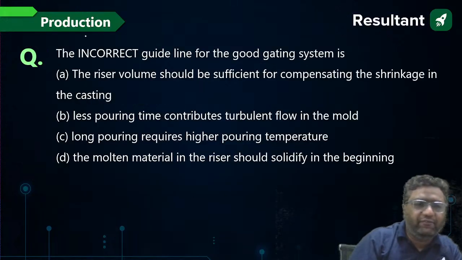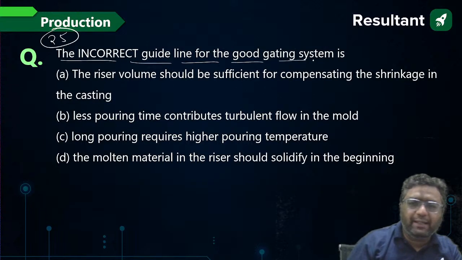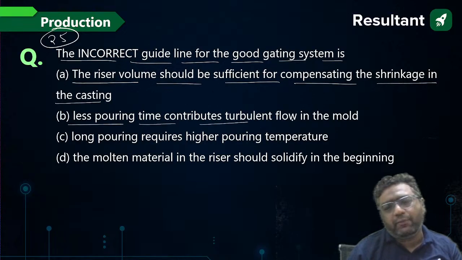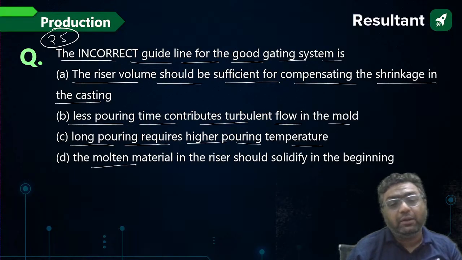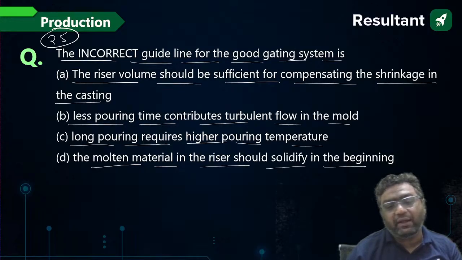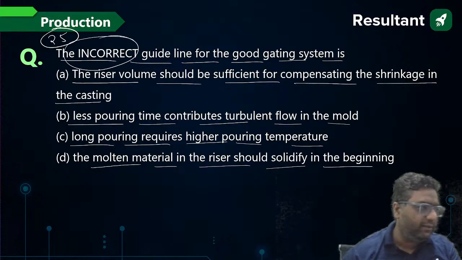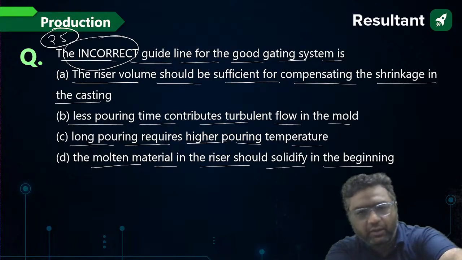Next is question number 25. The incorrect guideline for a good gating system is: the riser volume should be sufficient for compensating the shrinkage in the casting; less pouring time contributes to turbulent flow in the mould; long pouring requires high pouring temperature; the molten material in the riser should solidify in the beginning. Which of the following is the incorrect statement? What would be the answer for this question? Question number 25.